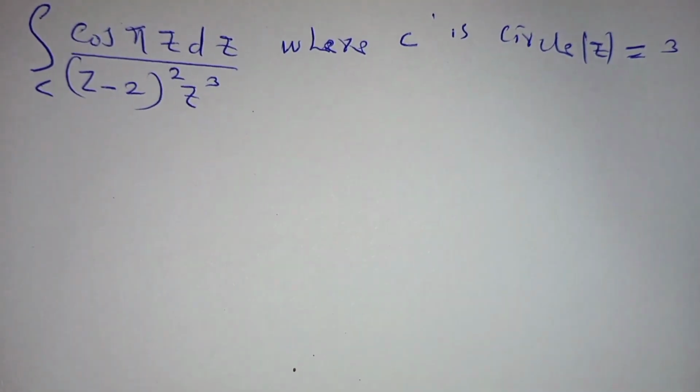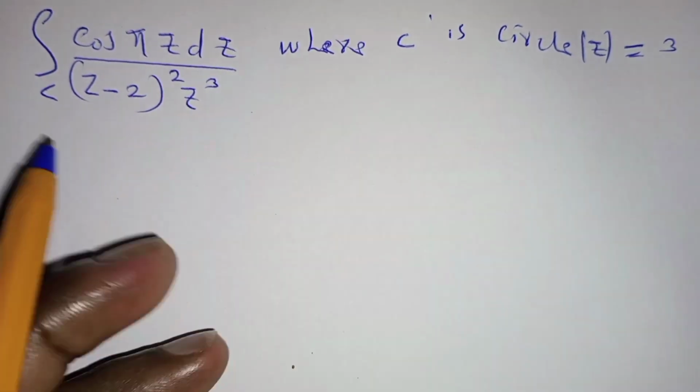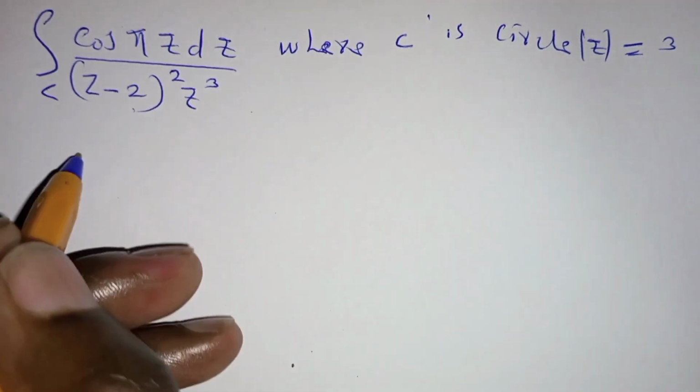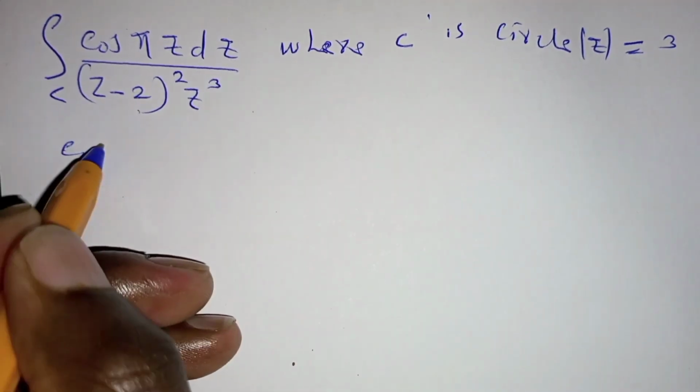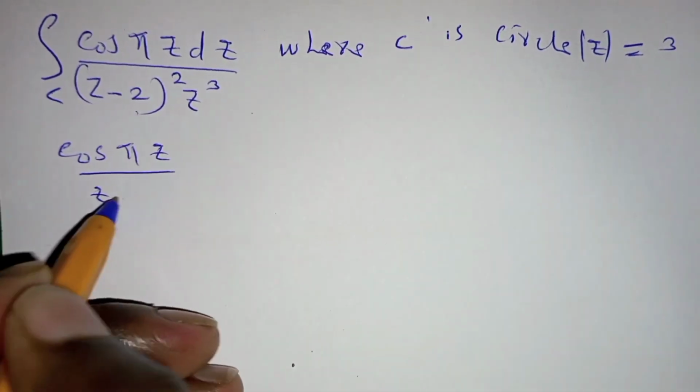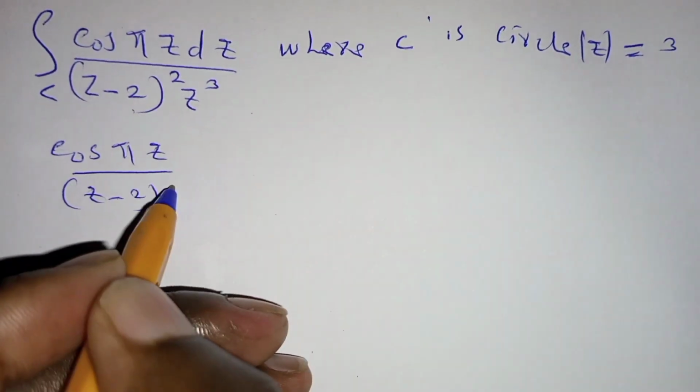We are looking at the integrals. So you are going to evaluate this. The first thing is you identify the pole for cos of pi z over z minus 2 squared.